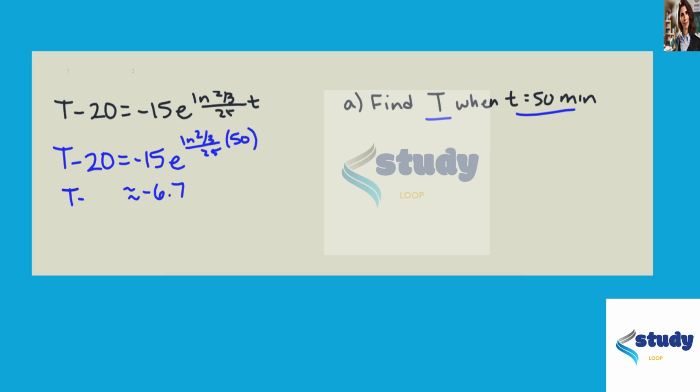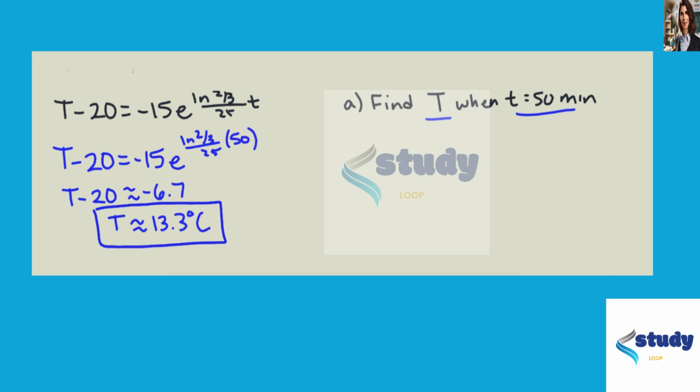So we have T minus 20 is approximately negative 6.7. Add 20 to both sides, and we have the temperature is approximately 13.3 degrees Celsius when 50 minutes have elapsed. Okay, now we'll move on to part B.